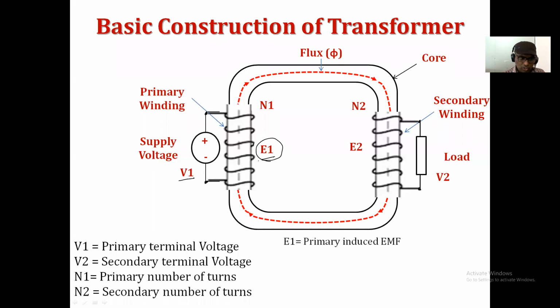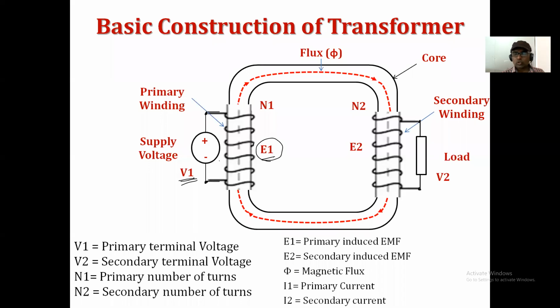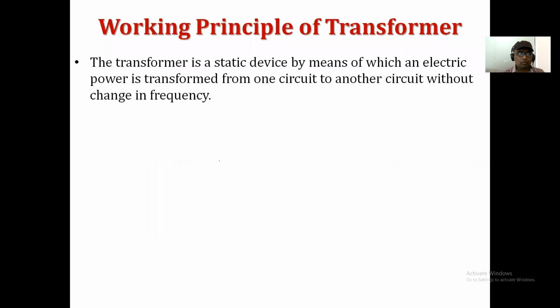Here in this case, this E1 is approximately equal to V1, because this is the supply voltage. E2 is the secondary induced EMF. Phi, in this case, is the alternating magnetic flux. I1 is the primary current and I2 is the secondary winding current. These are the few terms that we have to use while explaining the construction or the basic principle of the transformer. Now try to read it very carefully, line by line.